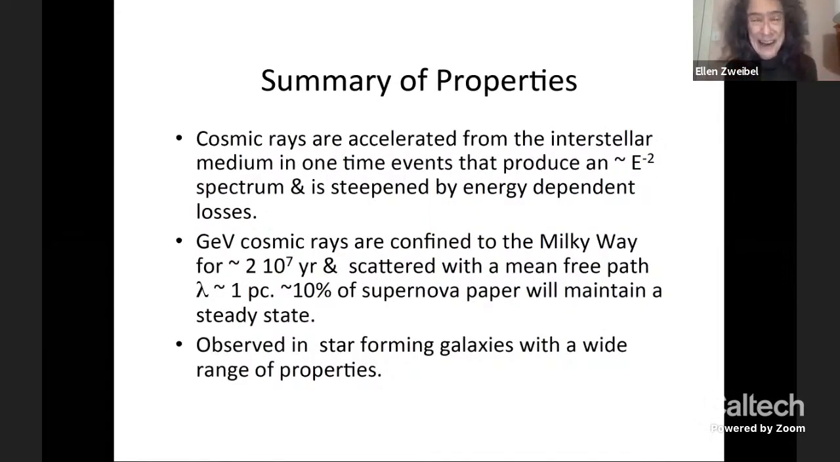Okay, so that was a whirlwind introduction to cosmic rays. They're accelerated from the interstellar medium in pretty much one-shot events that produce an E⁻² spectrum, but it's steepened by energy-dependent losses, primarily escape. They're confined to the Milky Way for about 20 million years. They're scattered with a mean-free path of about a parsec, and about 10% of supernova power, this should say power, not paper, will maintain cosmic rays in a steady state. And they're observed in star-forming galaxies with a wide range of properties, going from dwarfs to ULIRGs and AGN.